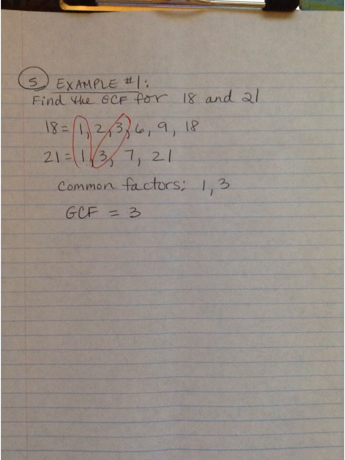So then we compare those lists and we circle the common factors. The common factors would be 1 and 3. But there are no other common factors for 18 and 21. So the greatest common factor would be the largest of those two factors. And so in this case, the GCF is 3.